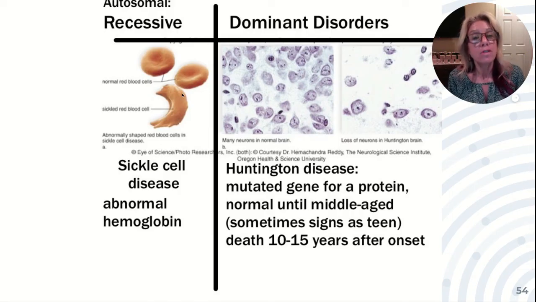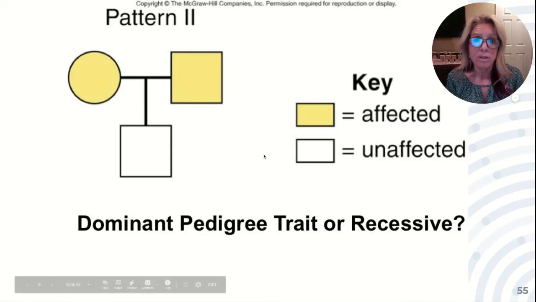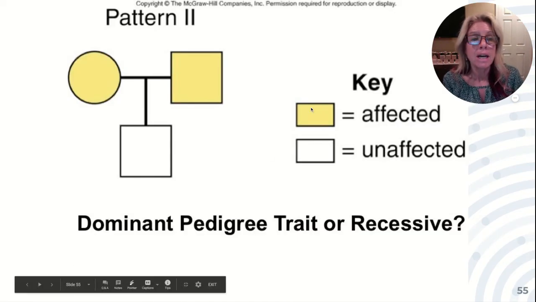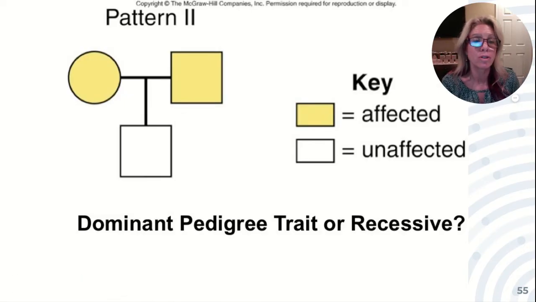So now we're going to transition into some dominant disorders, and one of those is Huntington's disease. Sometimes you can have signs as a teen, but a lot of times Huntington's disease is a dominant disorder that doesn't start expressing itself until you're in your 40s. So that's a bit of a bummer, right? What can happen is you can already make children and pass that on to your children and not even be aware that you had it, right?